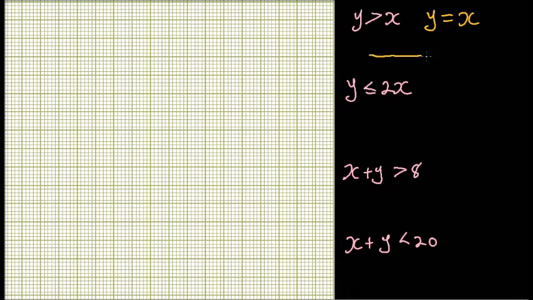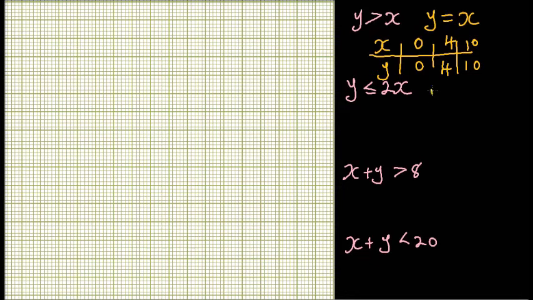But if you are not able to get the position of this, you can just make a table of x and y. When x is 0, y is 0. When x is 4, y is 4. When x is 10, y is 10. So from there we will be able to plot this graph.